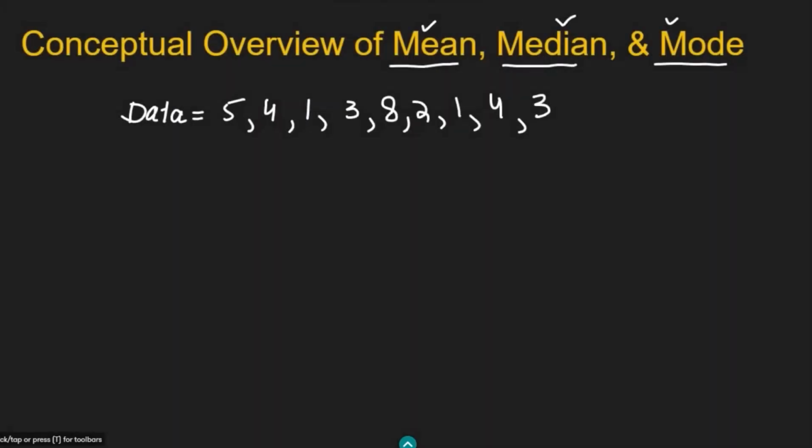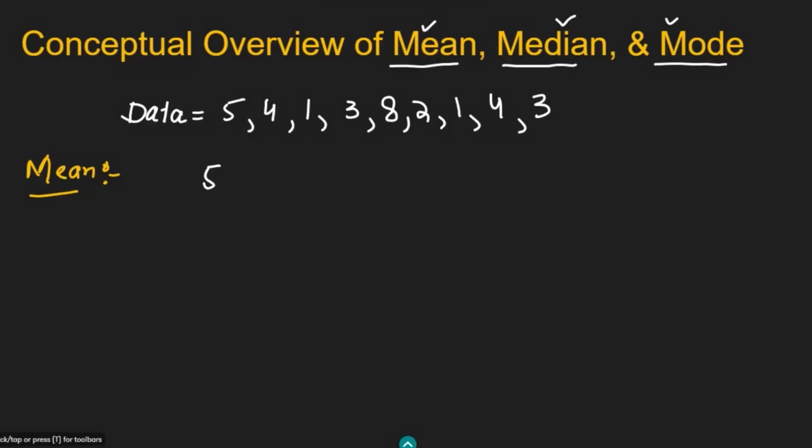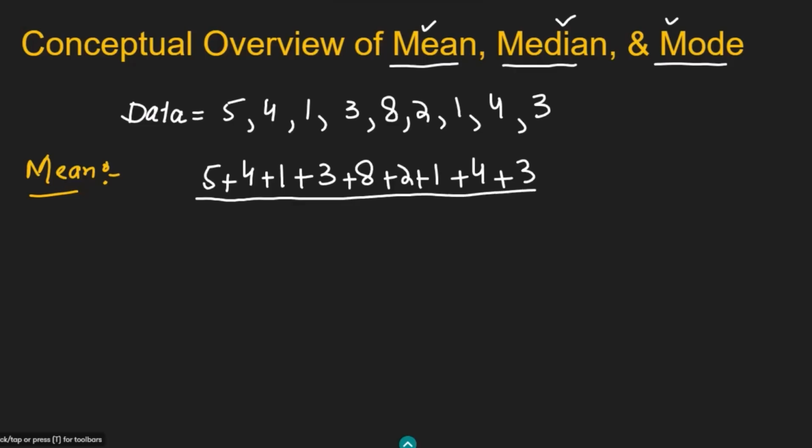Okay, in order to find the mean, let me write here the mean. What do I have to do? I will add all the quantities which are here: 5 plus 4 plus 1 plus 3 plus 8 plus 2 plus 4 plus 3. These are all the numbers which we have here, and in order to find the mean, I have to add them together, and at the end after adding them I have to divide by the total number of data items or data samples which I have.